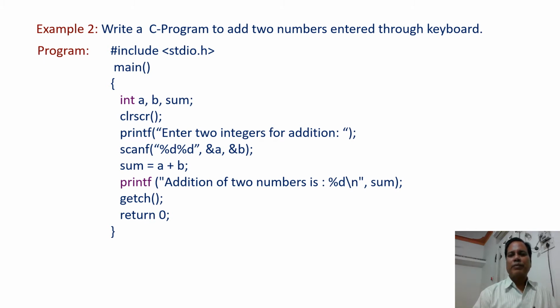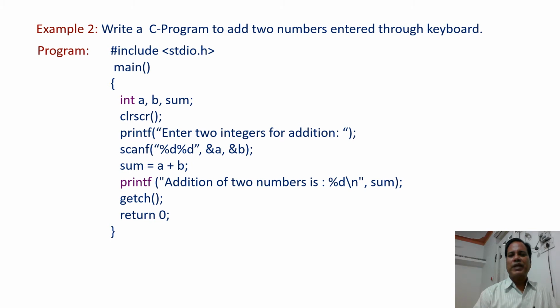And then after this addition we have to print the result, and again for printing the result on the output screen we use this statement. So addition of two numbers is %d. Whenever %d comes, the compiler waits for the variable, searches for the variable. So here the variable is sum. So whatever the value of sum is, that gets printed at this point.